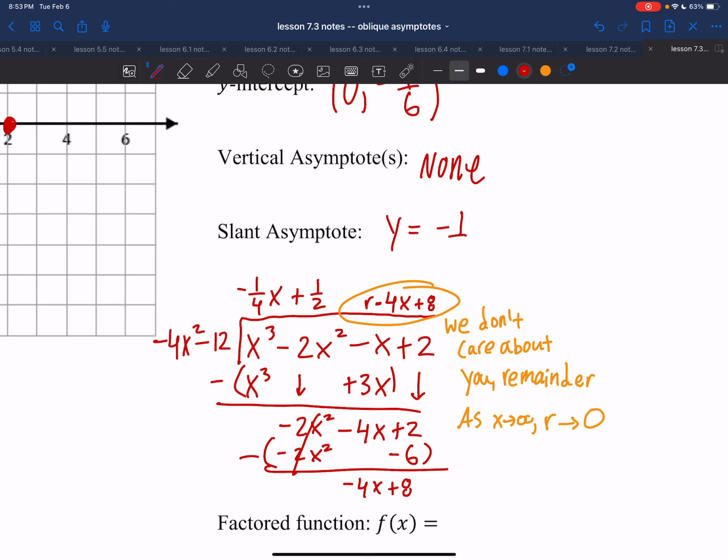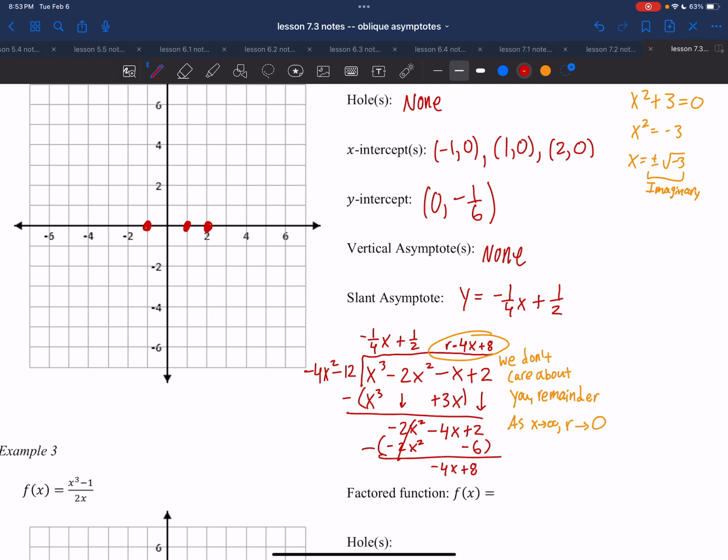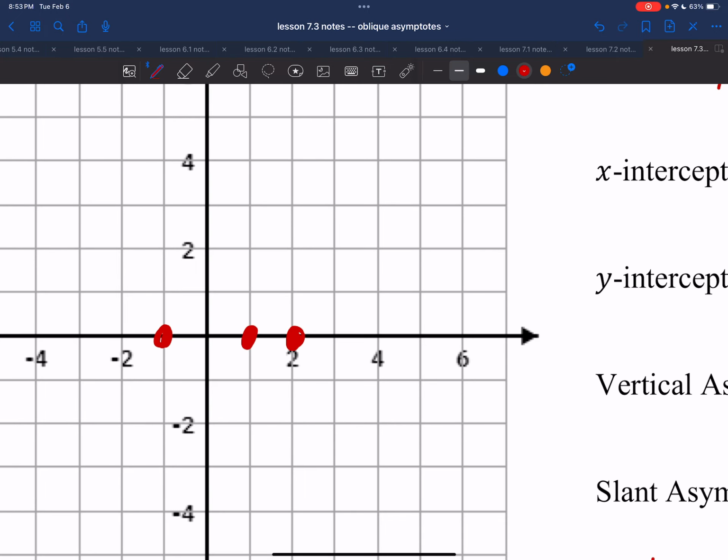So I'm going to shift this down a little bit, which means my slant asymptote is y equals negative 1/4 x plus 1/2. Now, this is going to be a little tricky to graph, okay? And I know you guys are trying. It's fine. It's good. Your slope's negative 1/4, so rise over run there, but your y-intercept is a half.